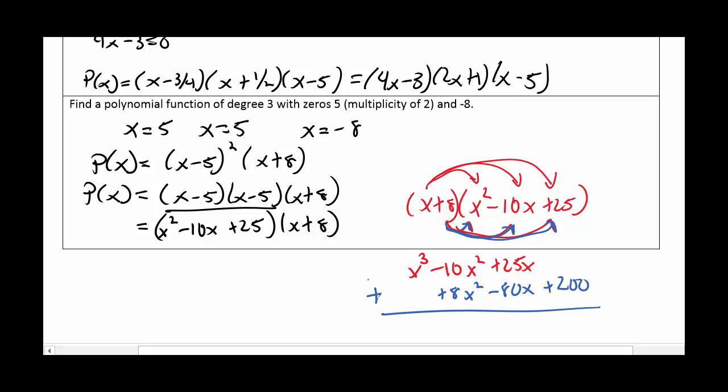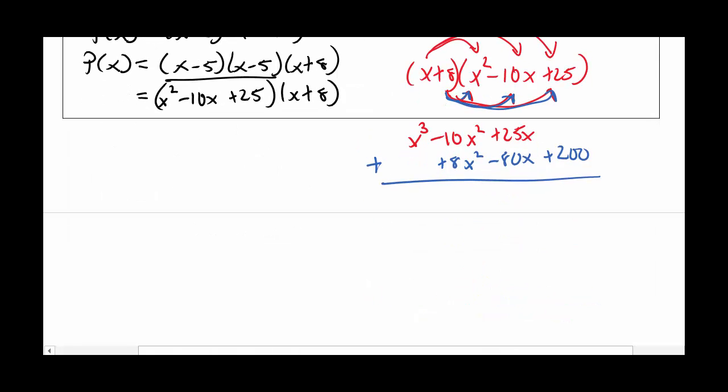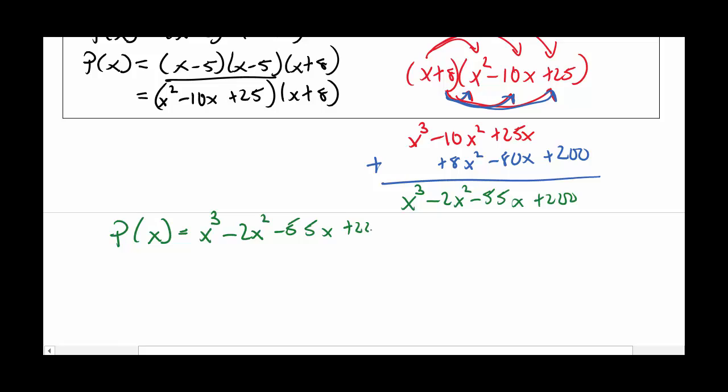And so the benefit of doing it this way is now I can see very quickly which terms are like terms. So x cubed minus 2x squared minus 55x plus 200. That works. And so that's our polynomial. So p of x equals x cubed minus 2x squared minus 55x plus 200.